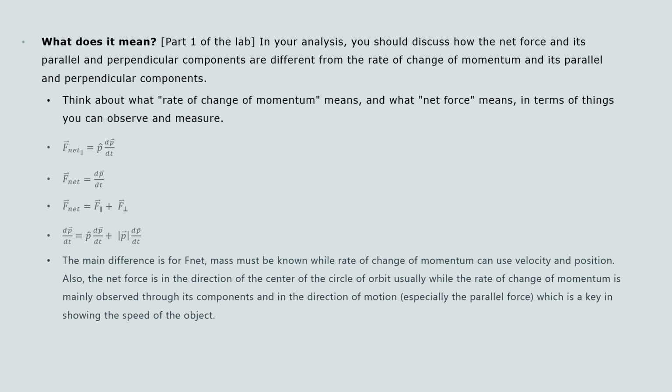So the net force and rate of change of momentum components are relatively the same. However, the main difference is that for F net, the mass must be known, while the rate of change of momentum can use velocity and position. Also, the net force is usually in the direction of the center of the circle of orbit, while the rate of change of momentum is mainly observed through its components and in the direction of motion, especially the parallel force, which is key in showing the speed of the object.